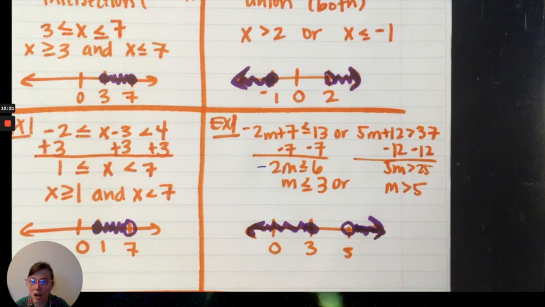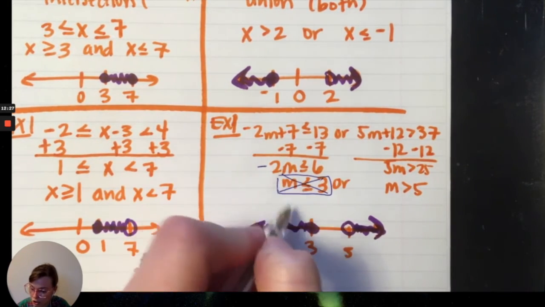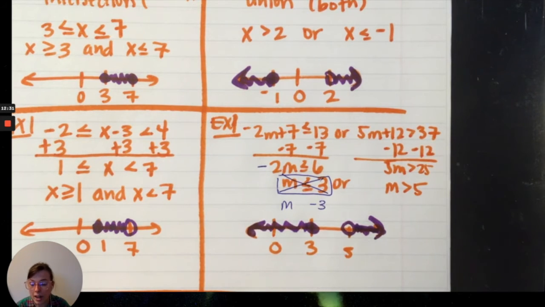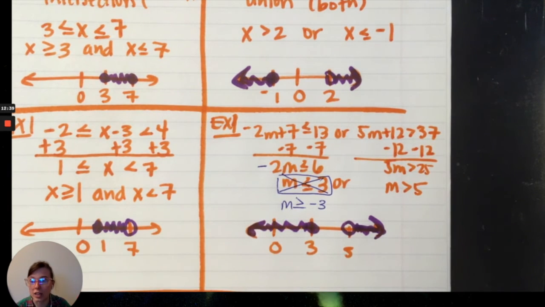Now, when I divide by a -2, this is not what I get. I should get m and a -3. And when you divide or multiply by a negative, we have to also flip the symbol. So it's going to be greater than or equal to -3.